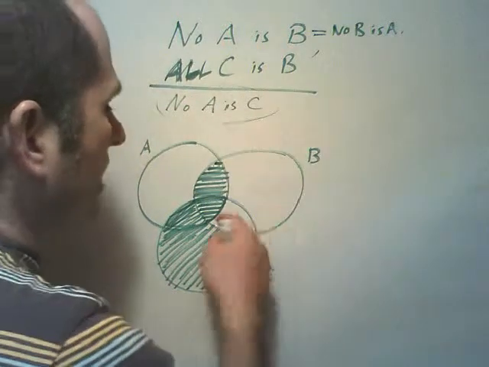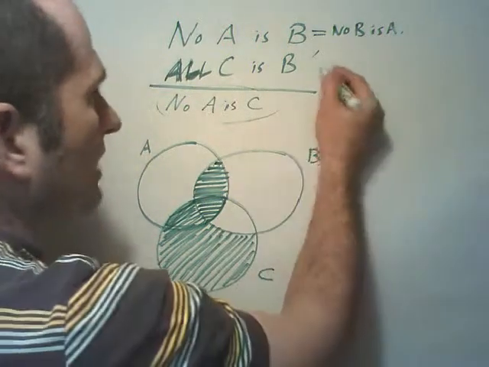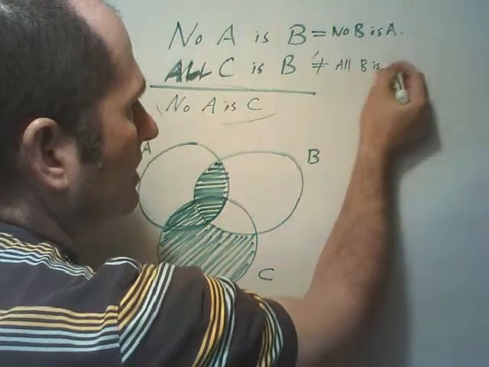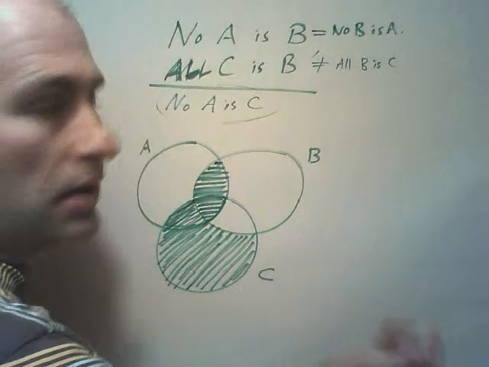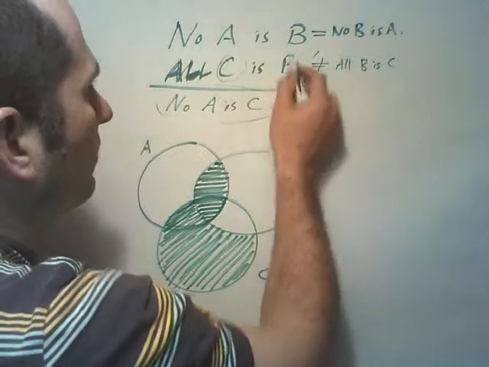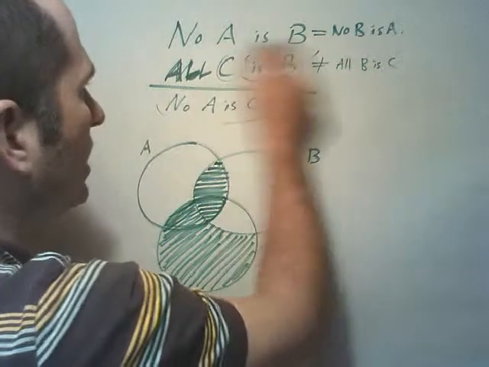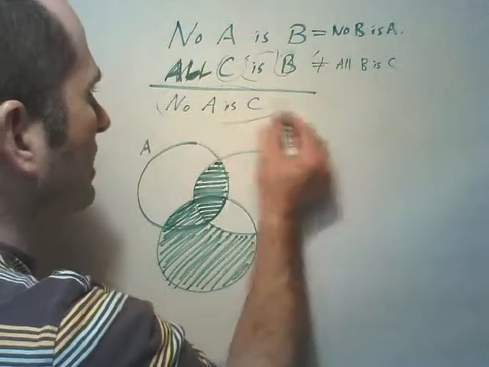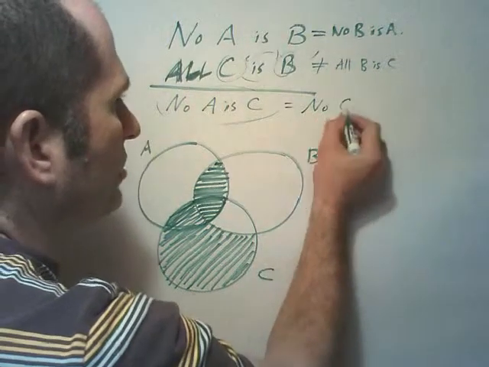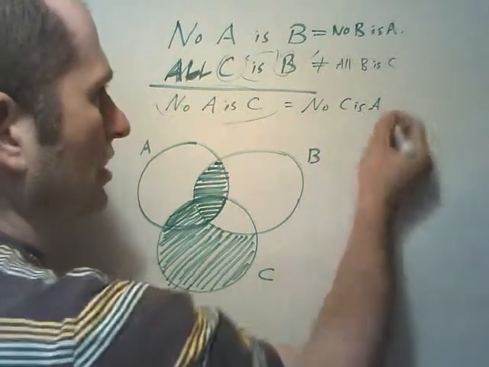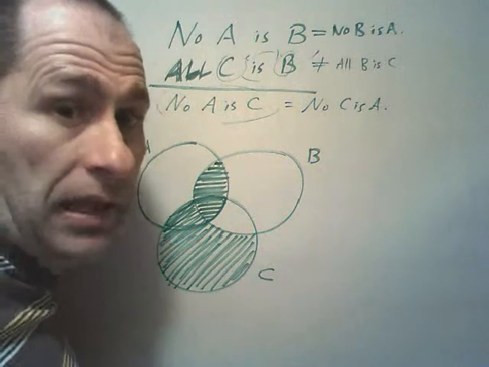All C is B. Did I draw that correctly? Yes, see? That does not equal all B is C. You see how that doesn't equal that? So you cannot switch out these terms in a universal affirmative, but you can do it in a universal negative. So no A is C also equals no C is A. See that? They're excluded from each other, so you can do that flipping out. That's part of immediate inference also.